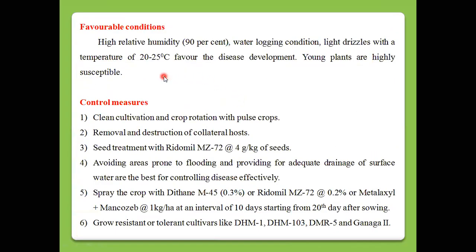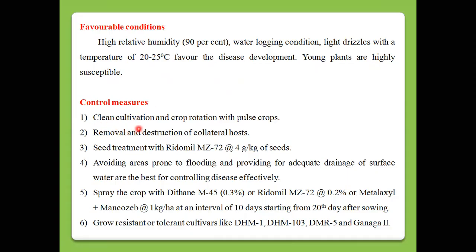Then the favorable conditions: high relative humidity above 90%, and a temperature range of 20 to 25 degrees Celsius. Younger plants are highly susceptible to this disease as compared to older or mature plants. So these are some factors to be considered for development of the disease in pearl millet. Okay, so now the next point: how to control downy mildew disease in maize.